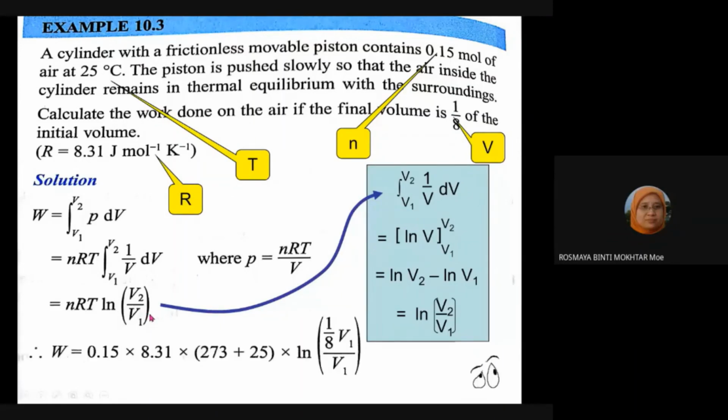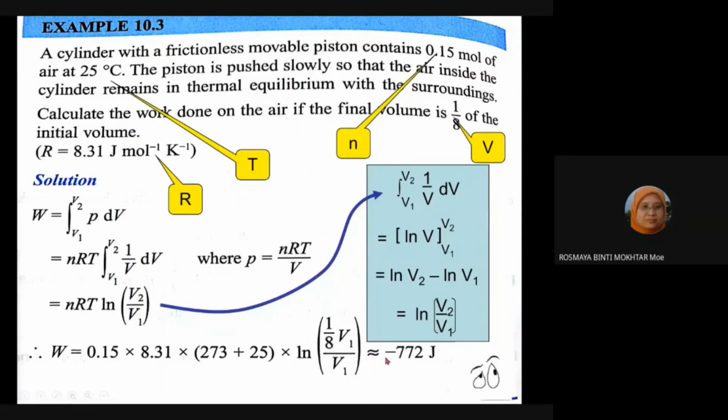Now it's time to substitute the values given into the equation. The number of moles is 0.15, R is 8.31. Temperature is absolute temperature, so convert 25 degrees to Kelvin. Then final over initial is 1/8 V1 per V1, and we can cancel out the V1, so it becomes 1/8.